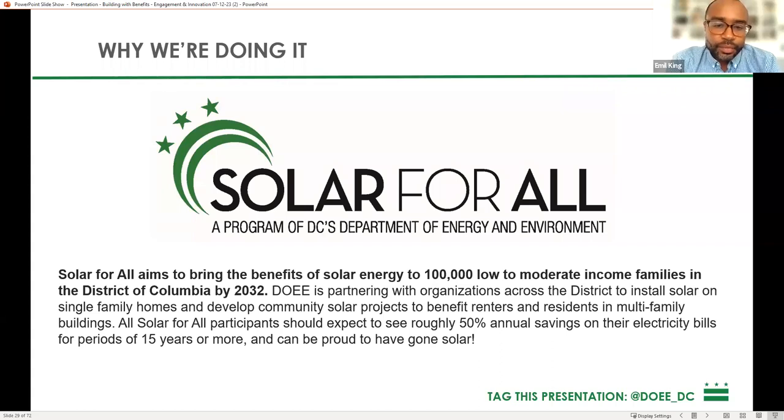So essentially anyone that's participating in this program should expect to see roughly 50% annual savings on their electricity bills for periods of 15 years or more. Often that's 20 years in some of our projects. And they can also be very proud to have gone solar. So that's Solar for All in a nutshell. Next, please.